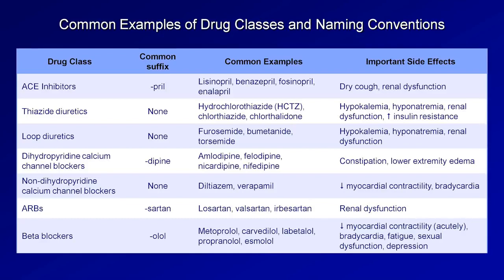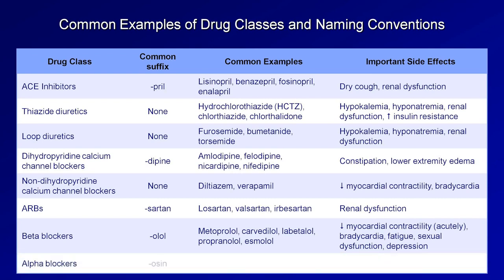My personal experience is that beta blockers are the antihypertensive drug class that, when used in relatively healthy people for the treatment of hypertension, have the greatest risk of some side effect developing. Finally, alpha blockers end in -osin: terazosin, prazosin, and doxazosin. The major side effect of alpha blockers is orthostatic hypotension.